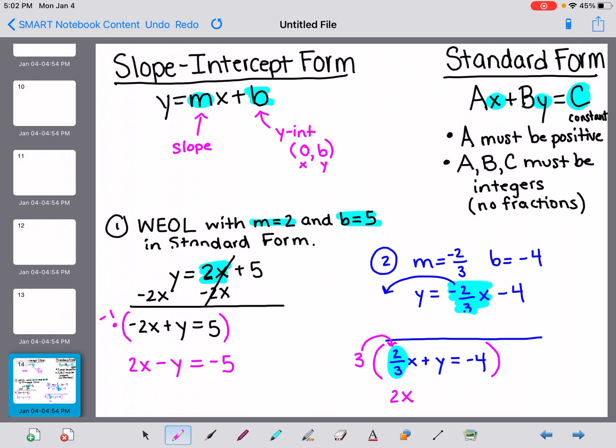If we multiply one of the terms by 3, we have to multiply all of the terms by 3. So 3 times y is positive 3y, and 3 times negative 4 is negative 12. This is my answer in standard form. The a value is positive, and there are no more fractions. Let me show you one more example.